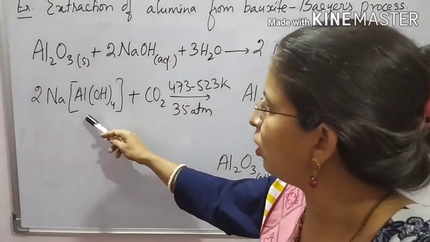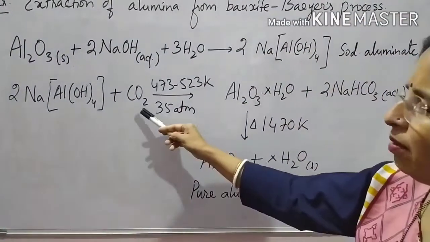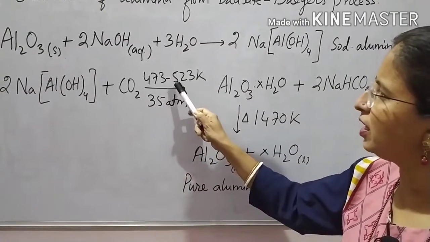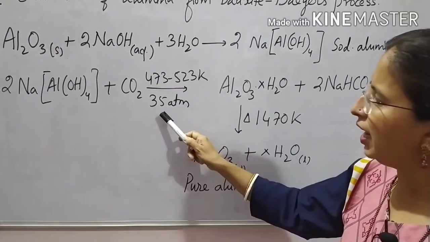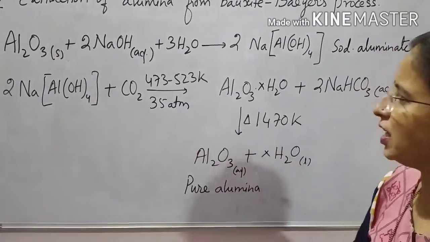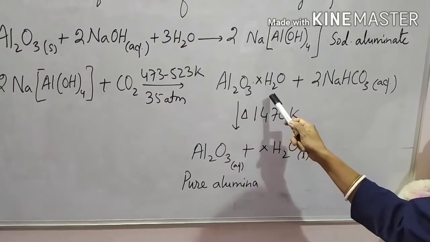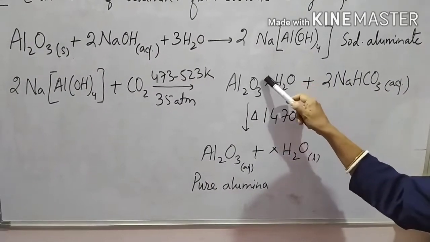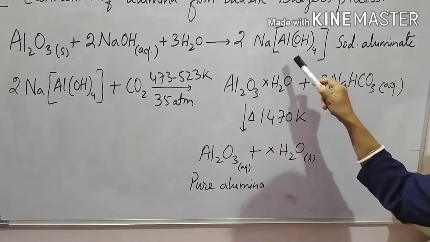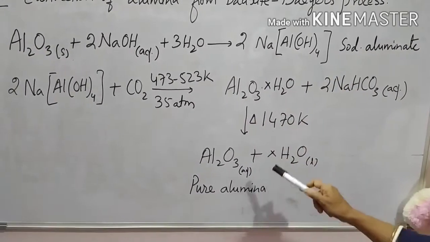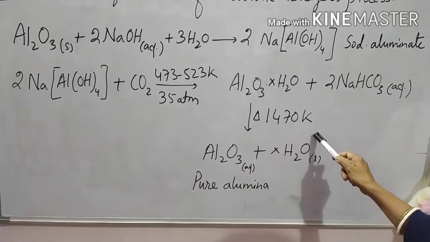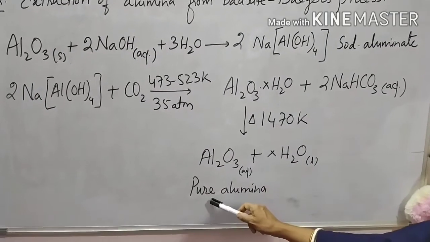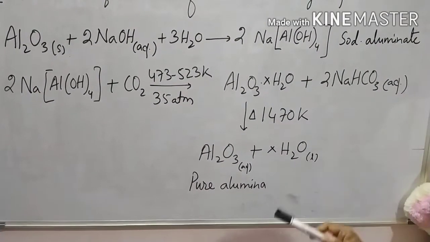Through this soluble sodium aluminate, when carbon dioxide gas is passed at a moderate temperature of 473 to 523 Kelvin and at a pressure of 35 to 36 atmosphere, there is formation of hydrated aluminium oxide. To remove this water of hydration or water of crystallization, hydrated aluminium oxide is heated to 1470 Kelvin. We get the anhydrous form Al2O3, which is pure alumina, and water evaporates.